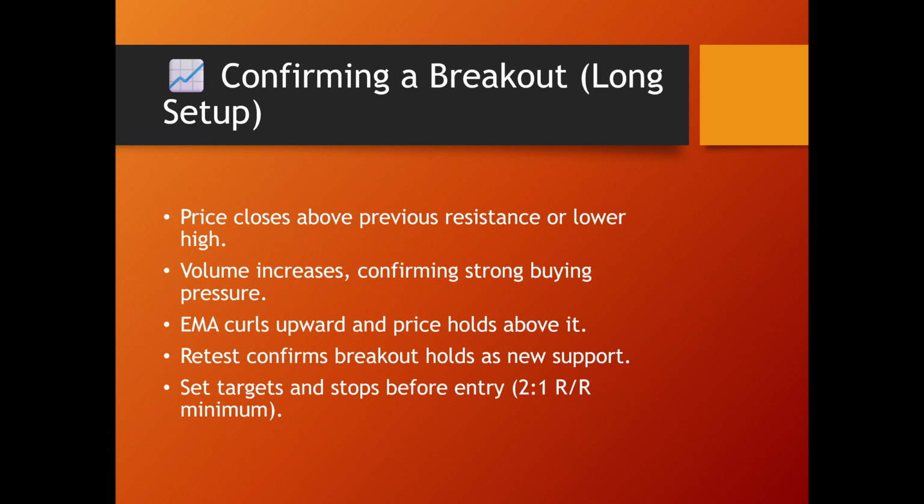Breakouts happen when price moves beyond a key level of resistance or support with strong momentum. A breakout isn't confirmed by a single wick or spike. You want to look for a candle close beyond a level, increased volume, and a retest that holds the breakout zone as new support or resistance. Without these confirmations, you're often chasing fake outs.